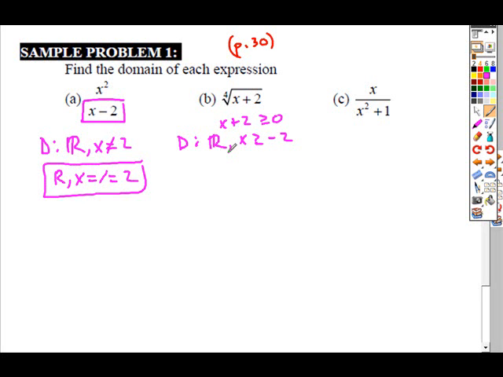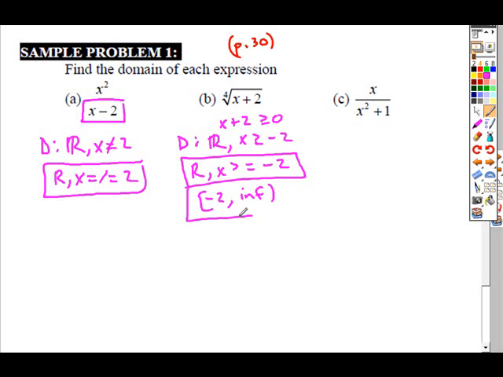And so we can express this either in the inequality form, or we can express it in the form of an interval notation, where -2 is our lower limit, infinity is our upper limit, infinity can never be reached, -2 is included, so there is a bracket there.